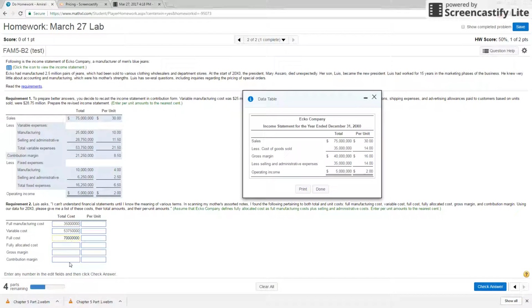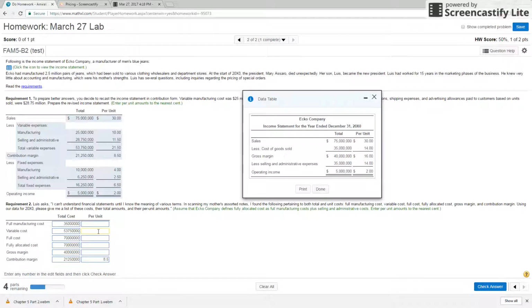So we were at $70 million. So fully allocated cost is the same number. Gross margin, we have it here, $40 million. And our contribution margin, we have calculated this number over here, 21 million and 2. So now we have 8.5 from here, and we don't have anything else. So our total variable cost, we have that here as well.